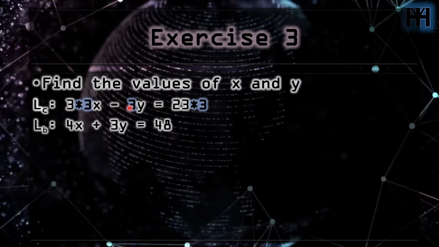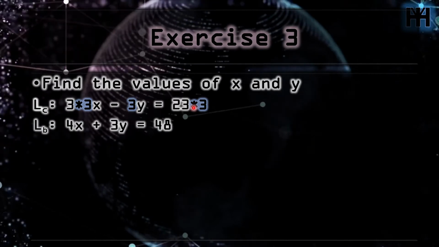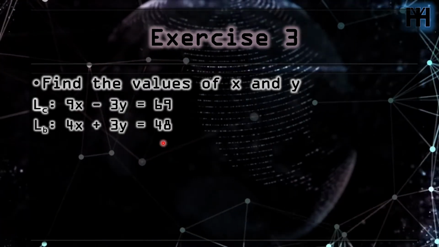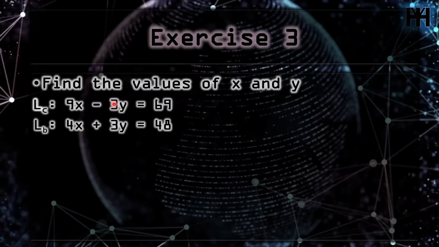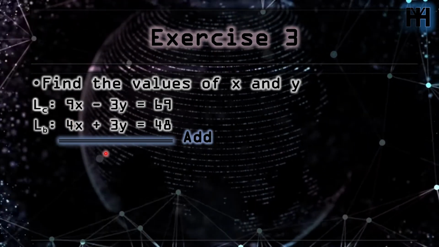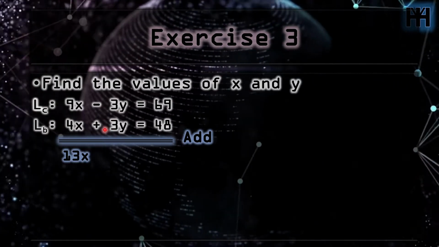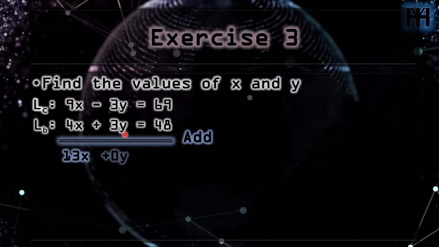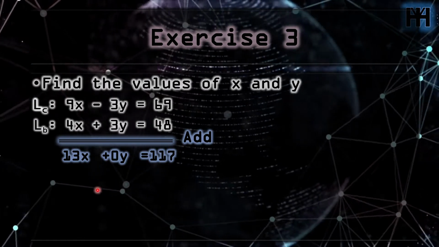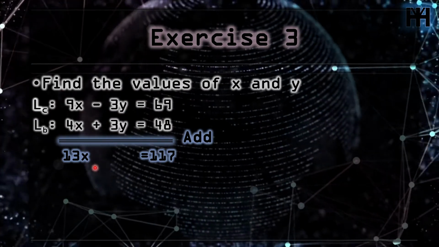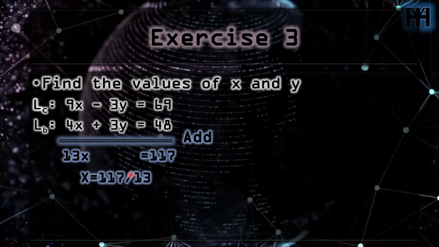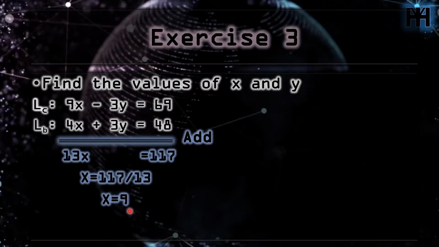3 times 3x and minus 3y equals 23 times 3. So it will be 9x minus 3y equals 69. Now they are ready for addition. You will get rid of y easily now. Now you will add them. So 9x plus 4x will be 13x, and negative 3y plus 3y will be 0y, then 69 plus 48 will be 117. So we can remove this 0y, so we have 13x equals 117. Send the 13 to the other side by dividing, so we have 117 divided by 13, so x is equal to 9.